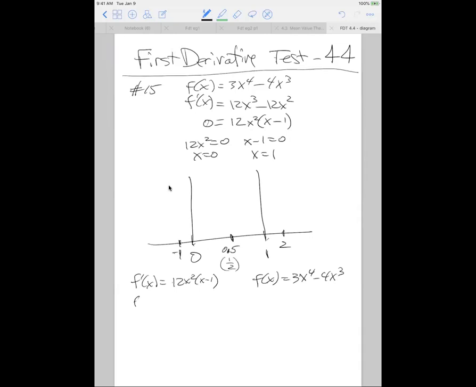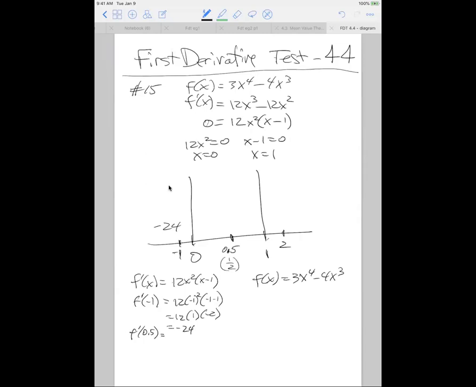All right, so we're going to plug in the values that concern us. The slope at -1 is equal to 12 times -1 squared times -1 minus 1. So I've got 12 times +1 times -2. So I end up with -24. So it's a negative value, -24 over here.